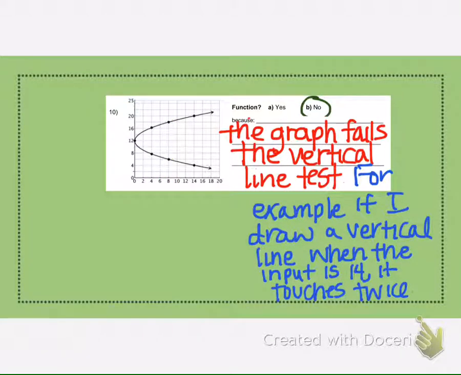We can also say no because the graph fails the vertical line test. For example, if I draw a vertical line when the input is 14 right here, it will touch the graph more than once.